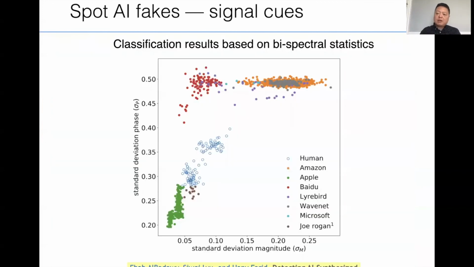Now, we apply this using the bispectral analysis as a feature. It can be used to very reliably differentiate between real human voices, which is shown by this pale green oval region, and other types of AI synthesized sounds. Okay.